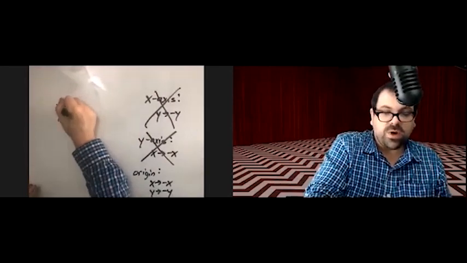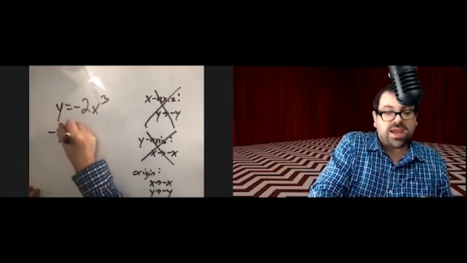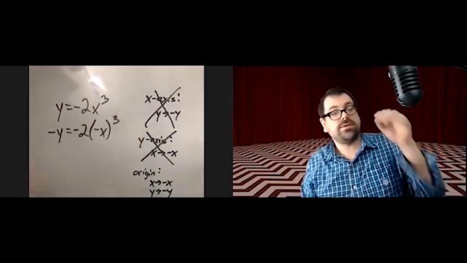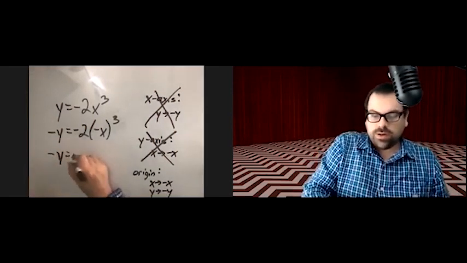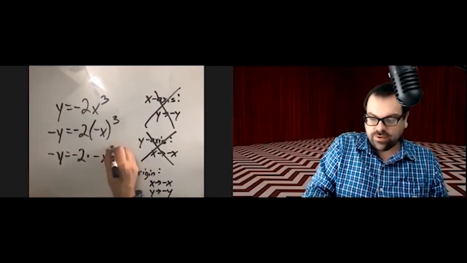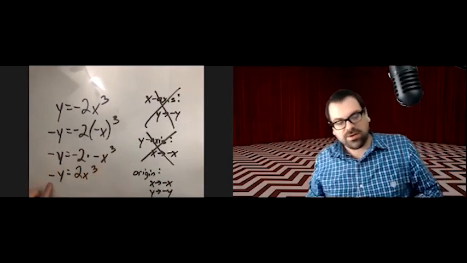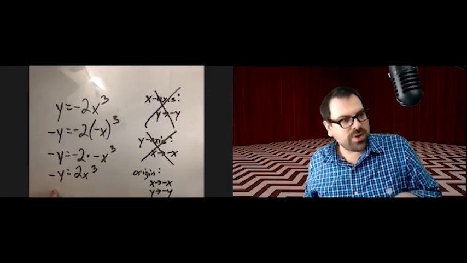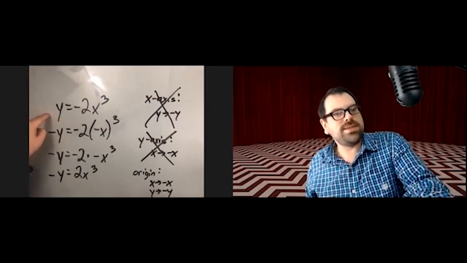So we're starting again with y equals negative 2x cubed. We're going to replace y with negative y. We're going to replace x with negative x. A negative cubed is still negative. Negative times negative is positive. But here, when we solve for y, take the opposite of both sides. What are we going to get? Y equals negative 2x cubed. It will be the same as the original.